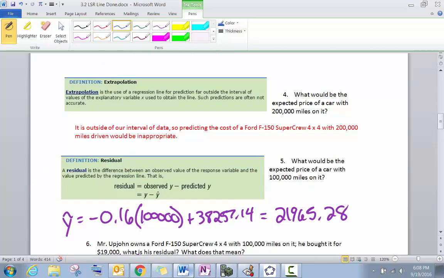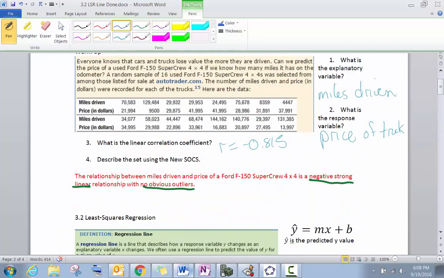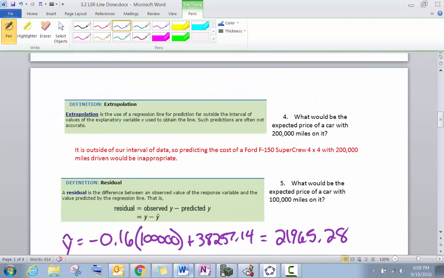All right, extrapolation. Extrapolation means that you can't predict if it's outside your x values that you have. If you look at our x values, we have 70,000, 129, 140, down to 4,000. So between about 4,000 and 150,000 would be inside of our x values. So the question: what would be the expected price of a car with 200,000 miles on it? 200,000 is much bigger than all our x values, so it is outside of our interval of data. So predicting the cost would be inappropriate because it just doesn't follow our model.